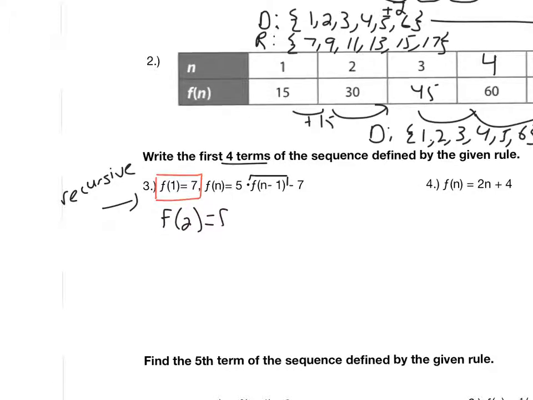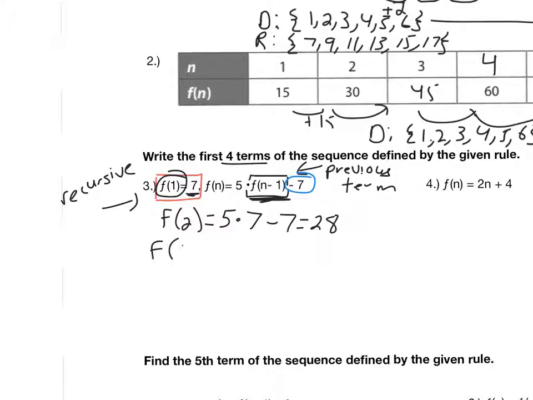Well, f of 2 is going to equal 5 times, here we have that f of n minus 1. You need to remember that that whole thing means previous term, right? Because f of n minus 1 means it's f of 2 minus 1. 2 minus 1 is 1. That's your f of 1 right there. So what you're plugging in there was our previous term, which was 7. You're not subtracting 7 minus 1. This whole thing means previous term. So you're just going to plug in 7. So it would be 5 times 7, and then minus 7. Okay, 5 times 7 is 35. 35 minus 7 is 28.